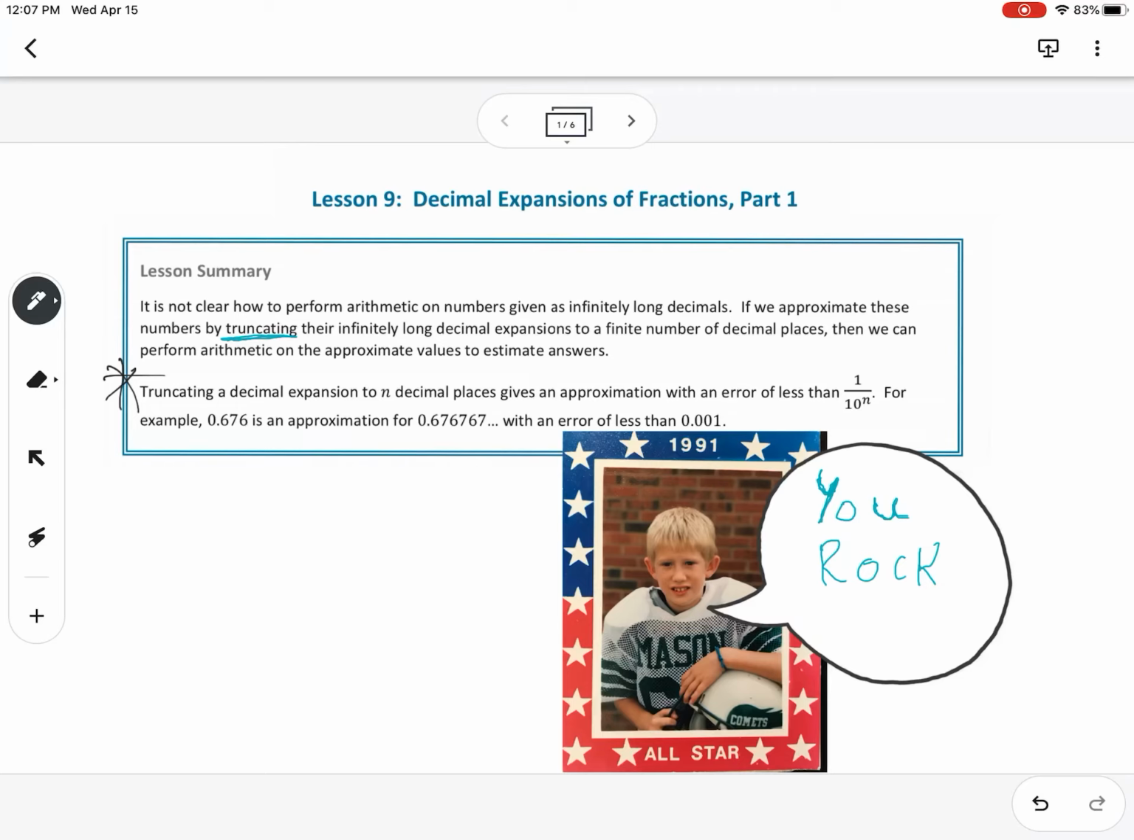For example, if I use the number 0.676 as an approximation of this repeating decimal 0.676767, if I were to round it to this place, it would have been written as 0.677, because the fourth digit, that 7, would have bumped the 6 up to a 7. But since we are truncating, that literally means cut everything off, and those are the only three digits you're going to use. Our error, what we're technically off by, is less than a thousandth, and for most things, that's acceptable.